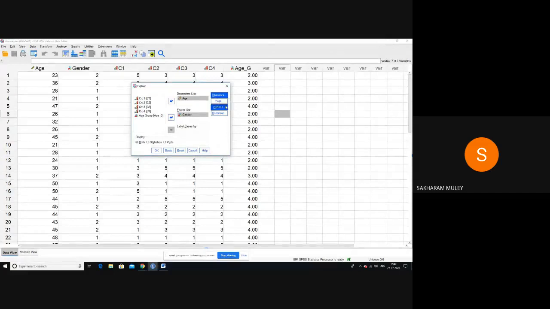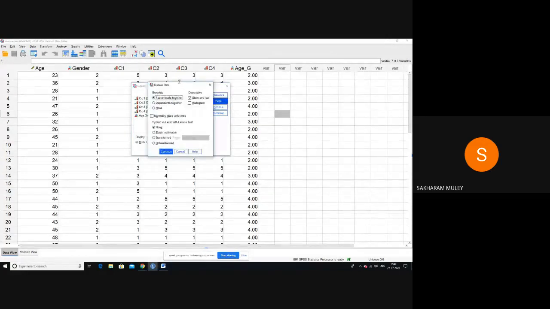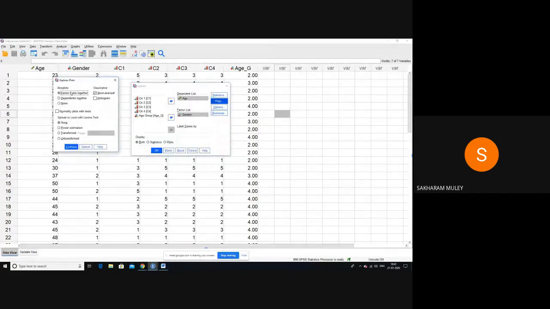Go to Plots. In Plots you have different options, and there is one option, the box plot. This is factor levels together and dependent together. So what are the factor levels? That is male and female together. So let it be factor levels together. This is another important plot, stem and leaf, we will not go for stem and leaf.